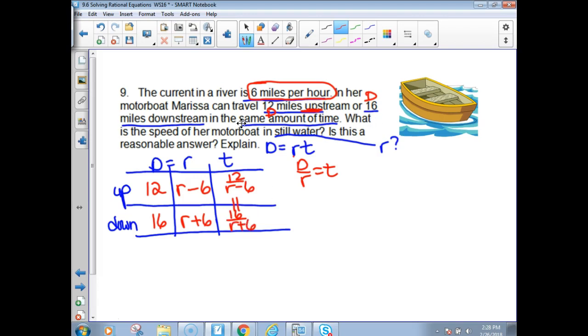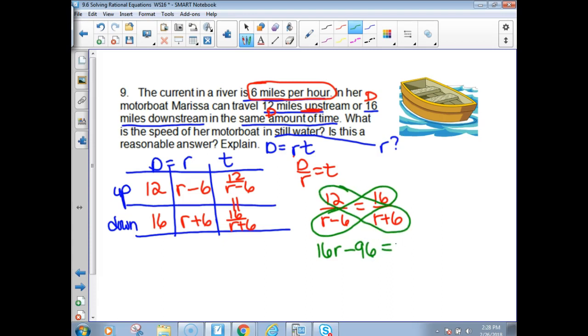And I was told that it takes the same amount of time to do this. So my times are equal. So now I set those equal to one another. 12 over R minus 6 equals 16 over R plus 6. Now I do my cross products property. I'm going to do 16 times R minus 6 first, just because I feel like it. And that gives me my 16R on the left minus 96. And then 12 times my R plus 6 will give me 12R plus 72.